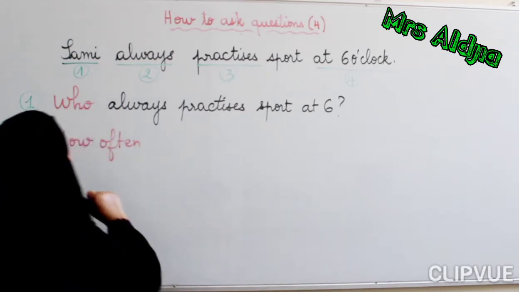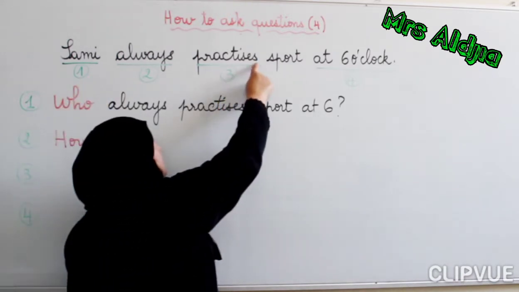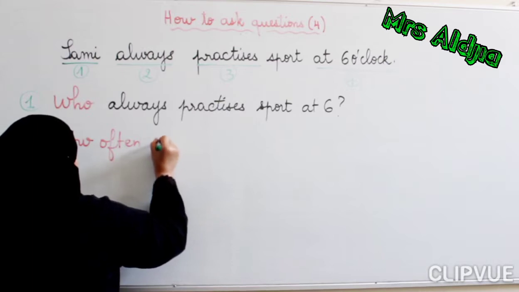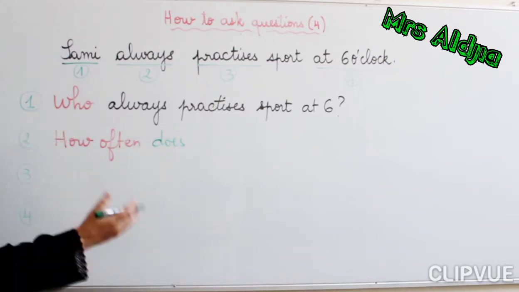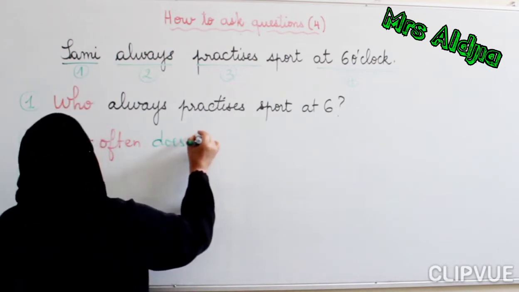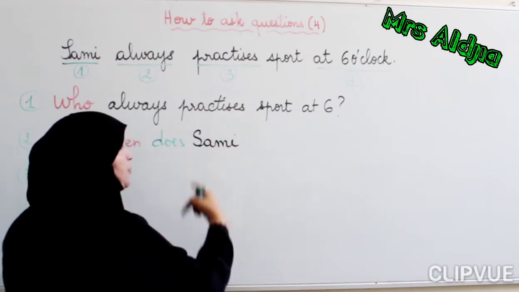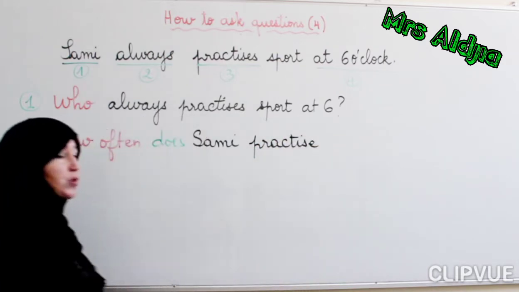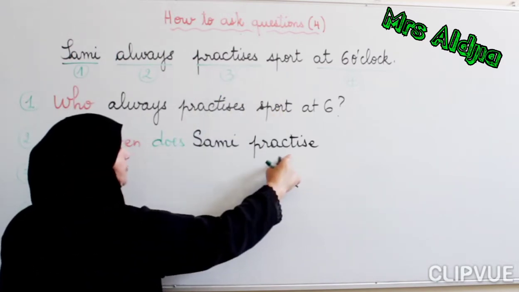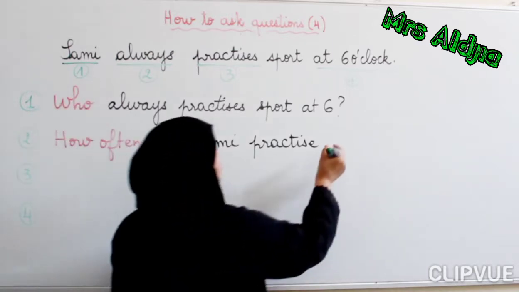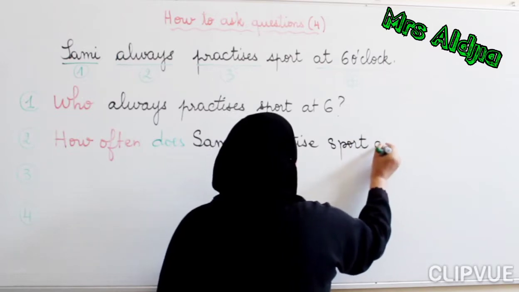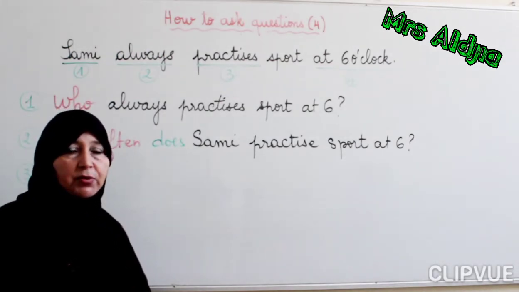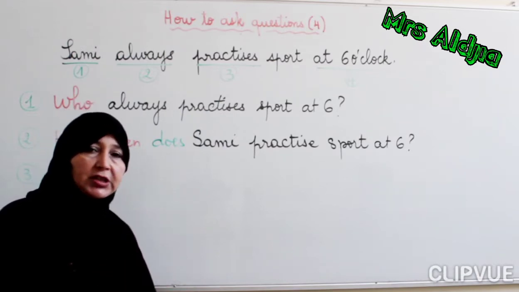Now look at the subject. What's the subject? It's Sammy. Sammy practices. We have an S. So we write does. After does, we have the subject. How often does Sammy? Then we have a stem infinitive verb, practice. We don't write the S, because it's an infinitive form, the S is here. So, how often does Sammy practice sport at 6? At 6, sometimes, perhaps he practices at 7, perhaps at 5. No, he always practices sport at 6.